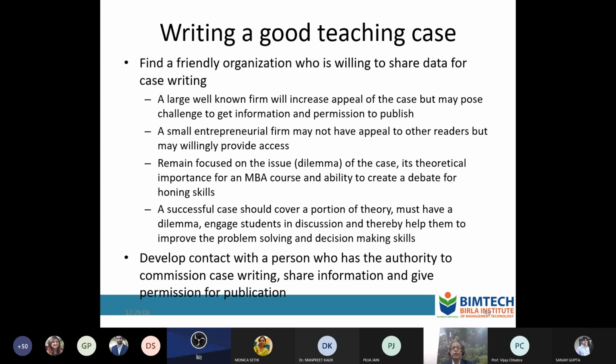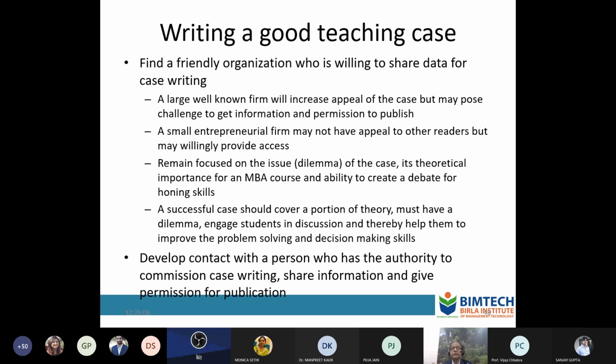To write a good teaching case, first you must find a friendly organization. You must find a person at a fairly high rank who can provide information, who can authorize you to write cases, and who can finally, once the case is written, give you permission to publish. So a friendly organization is required. In that organization, you must see a phenomenon on which you can write a theory-linked case.